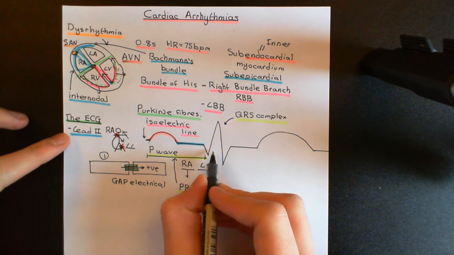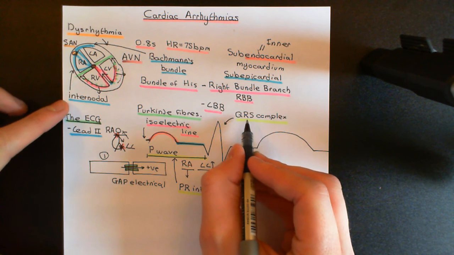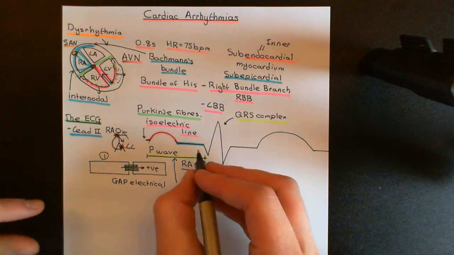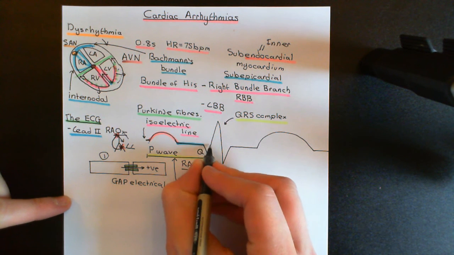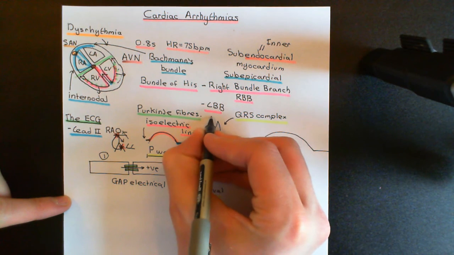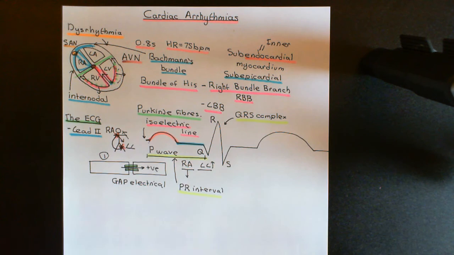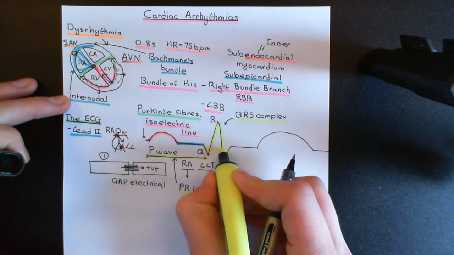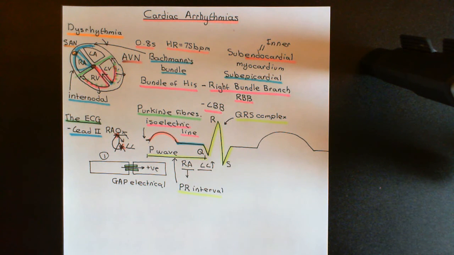Now let's talk about the QRS complex, because this is when it starts being released on the actual ventricles. The QRS complex, this now represents ventricular depolarization. So the first deflection downwards is called the Q wave, the middle deflection upwards is called the R wave, and the final deflection downwards is called the S wave. So this is the QRS complex, consisting of these three waves, the Q wave, the R wave, and the S wave.